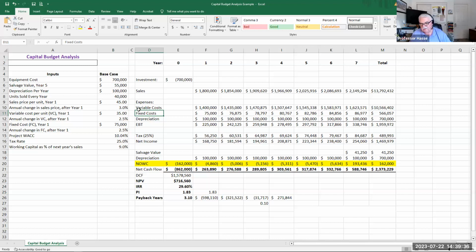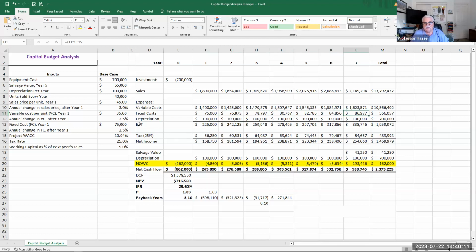Well, in our problem here, it's given that fixed costs are $75,000 per year. And the inflation rate for those fixed costs is 2.5%. So now in the fixed cost line, I have 75,000 in the first year, and then I inflate that at 1.025 or 2.5% every year to inflate those fixed costs, ending up with around $566,000 of fixed costs.